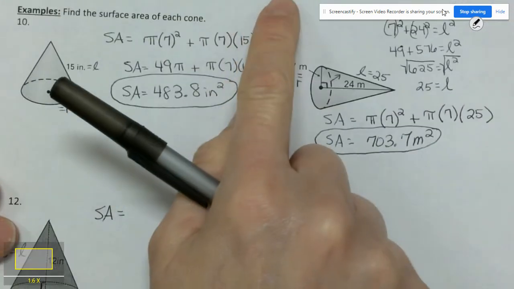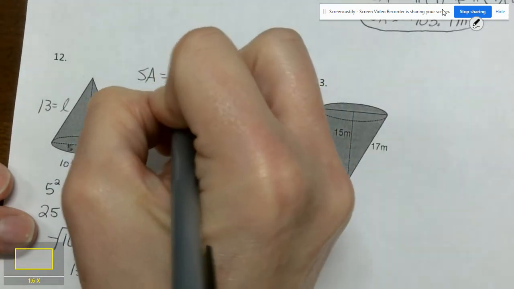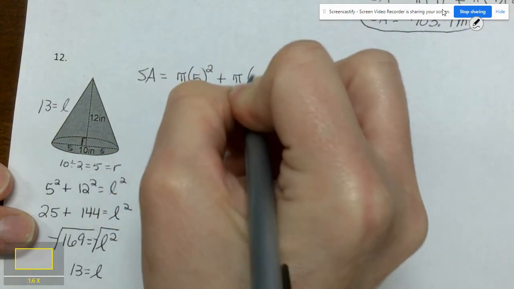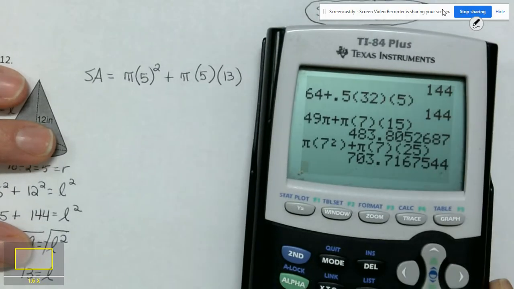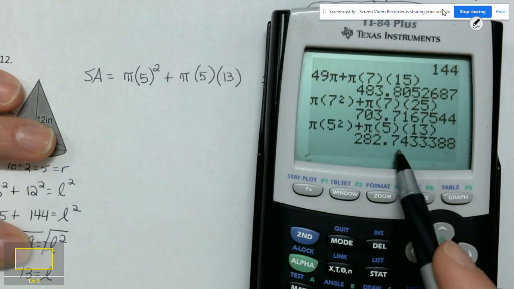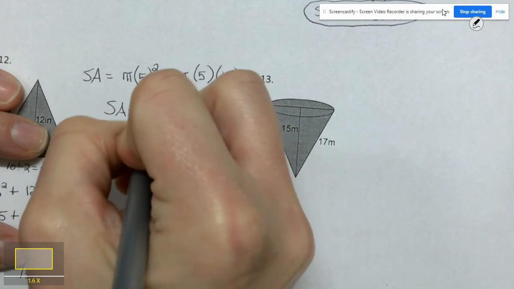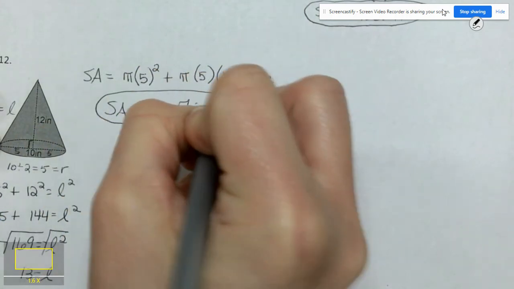Now we can find our surface area. Okay, refer back up to your formula up here. It's pi r squared plus pi r L. So pi r is 5 squared plus pi times r, which is 5, times L, which is 13. And we're going to key that in the calculator. Okay, pi times 5 squared plus pi times 5 times 13. That gives us 282.7. So our surface area is 282.7, and this time it's inches squared for that one.